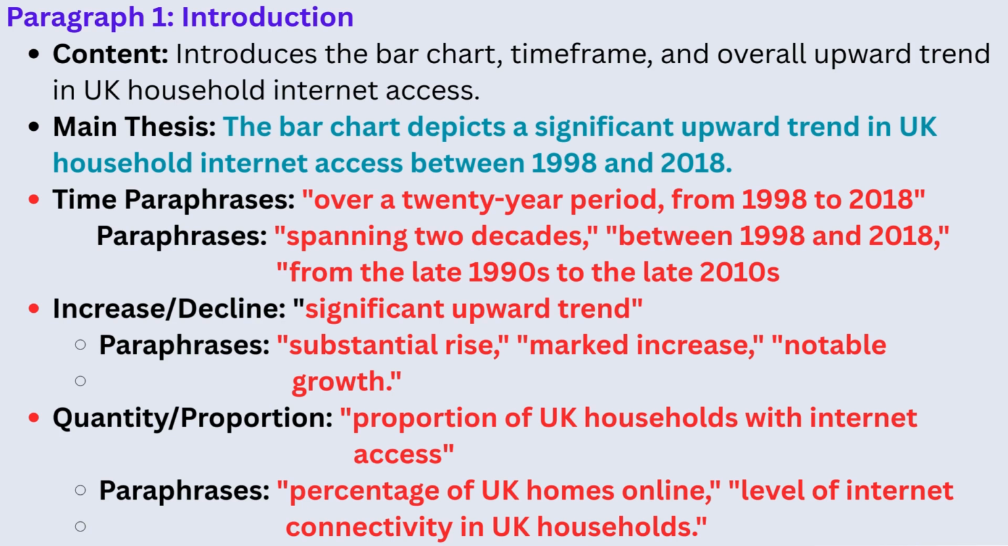Paraphrases. The introduction uses the phrase, over a 20-year period, from 1998 to 2018, to define the timeframe. This could be rephrased as spanning 2 decades or between 1998 and 2018. The significant upward trend could also be described as a substantial rise or a notable growth in Internet accessibility. Finally, the proportion of UK households with Internet access could be expressed as the percentage of UK homes online, or the level of Internet connectivity in UK households.